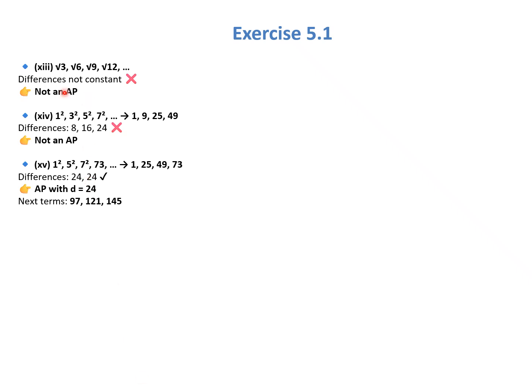Okay, so we have root 3, root 6, root 9. We have to find the difference, which is not constant, because root 6 minus root 3 cannot be simplified, and hence this is not an AP. Again, in this, the common difference is not the same, so it is not an AP.